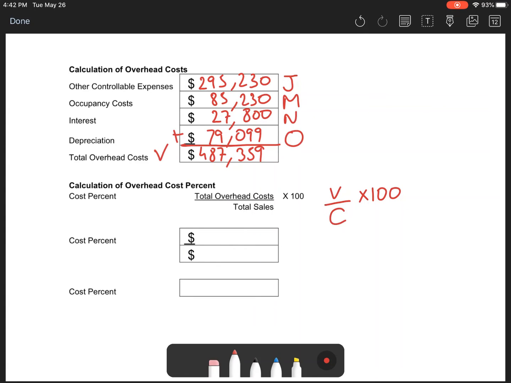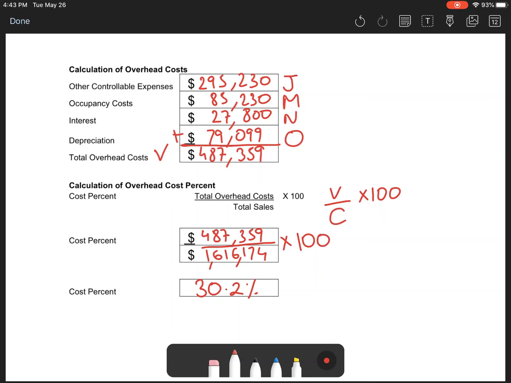Let's put the numbers in. So that's 487,359 divided by 1616174. To get your cost percent, and to remove a decimal, don't forget to multiply it by 100. So the cost percentage is now equal to 30.2%.